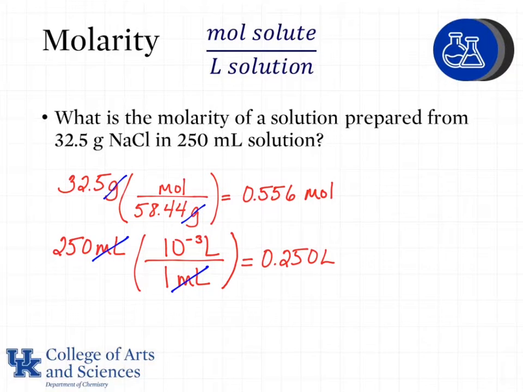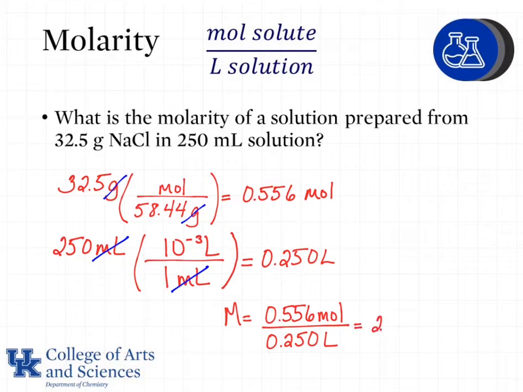Now that we have moles of solute and liters of solution, we can plug them into the molarity equation and solve for the molarity of the solution, which is 2.22 molar NaCl.